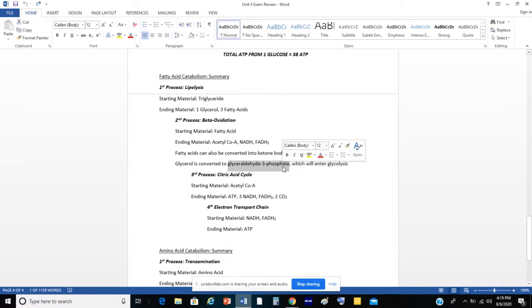Look at the name. Don't be intimidated. That's glyceraldehyde. That glycer, like glycerol, is because it was a result of glycerol. So when you break down a fat into its one glycerol and its 3 fatty acids, that glycerol could simply get put into our glycolysis reactions as glyceraldehyde phosphate. The 3 fatty acids will have their own journey.